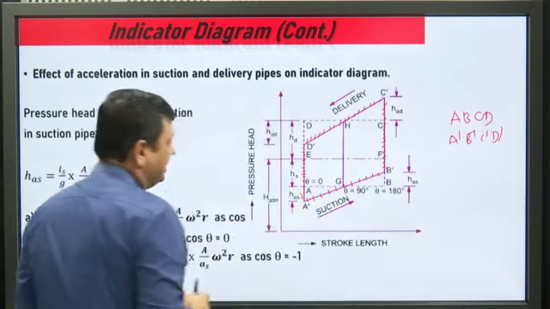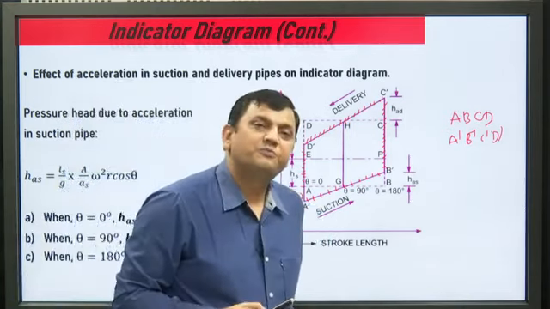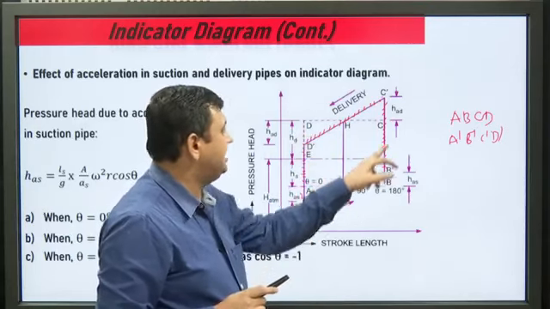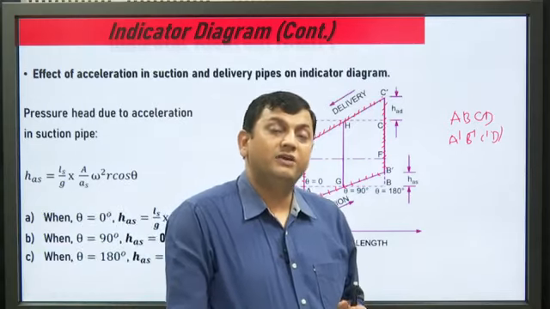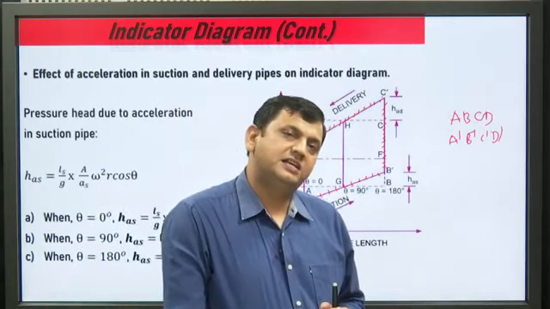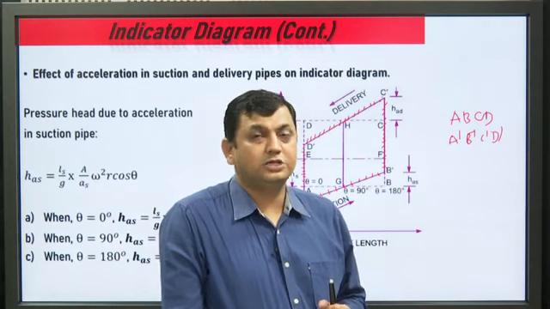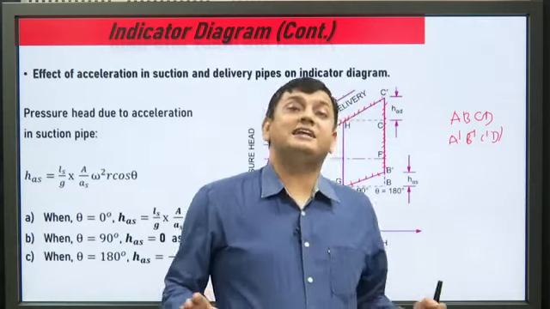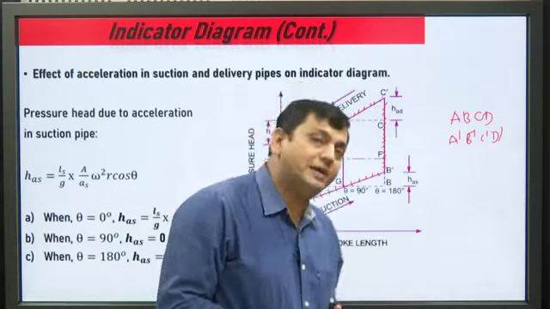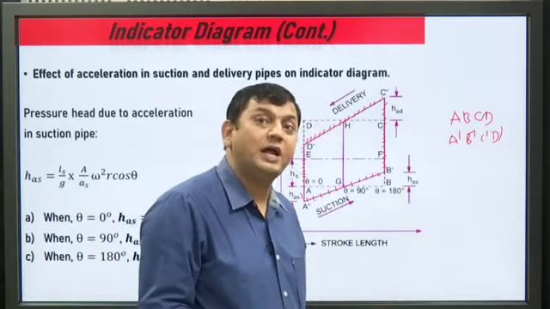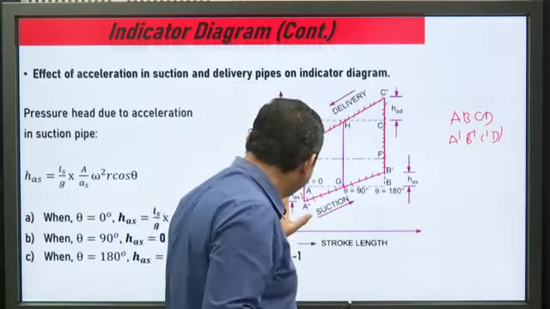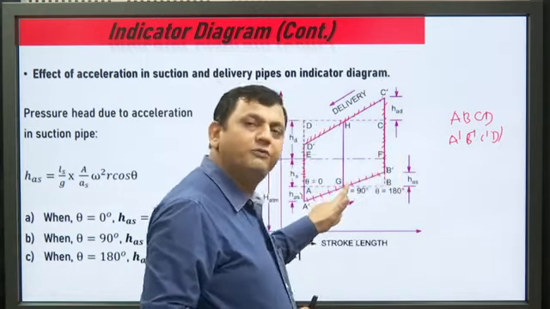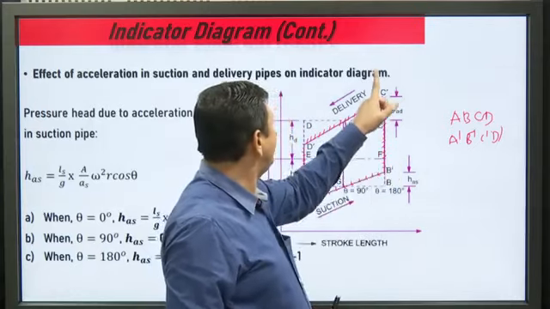If we see area-wise, the area of A, B, C, D is equal to the area of A dash, B dash, C dash, D dash. So this one is the real indicator diagram. It has the same area as the ideal indicator diagram, but the effect at different points is different: at the initial, middle, and end of the stroke. At this side positive downward, no effect of friction, upward this side positive.